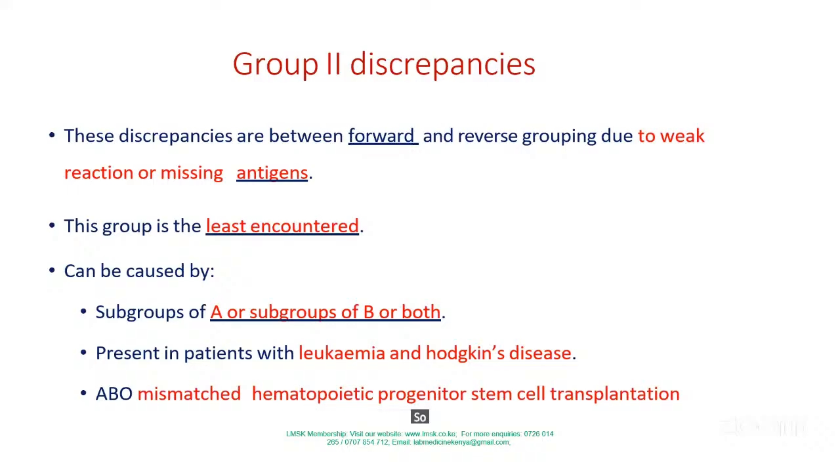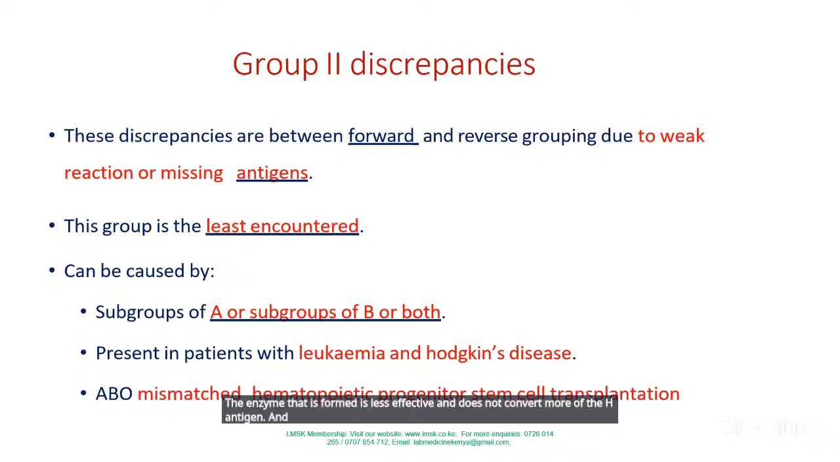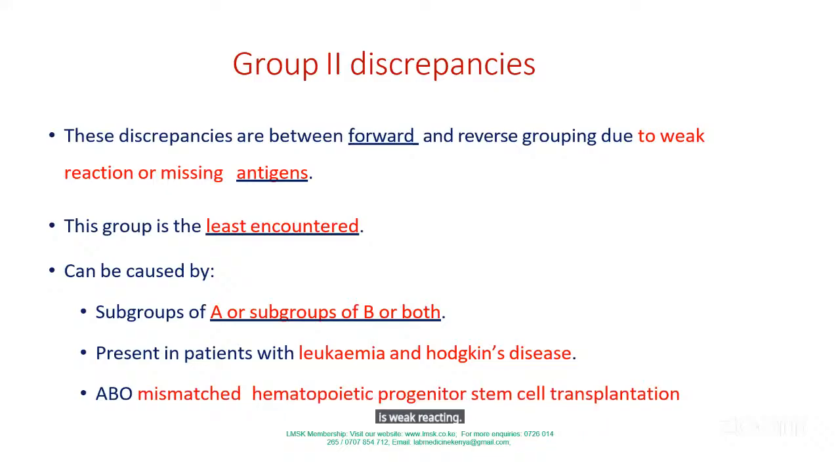So in a subtype, for example A2, the enzyme that is formed is less effective and does not convert as much of the H antigen. Also, the antigen that is formed, the A2, is weak reacting compared to A1. If it is blood group O, then that is an amorph gene and does not add any sugar to the H precursor substance.